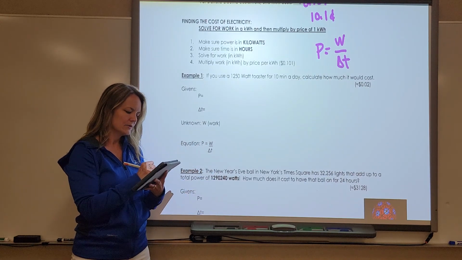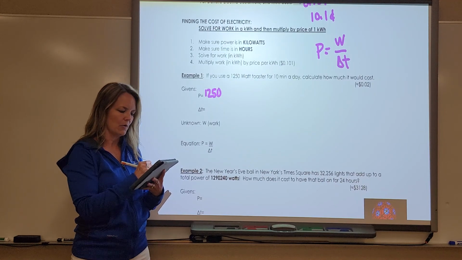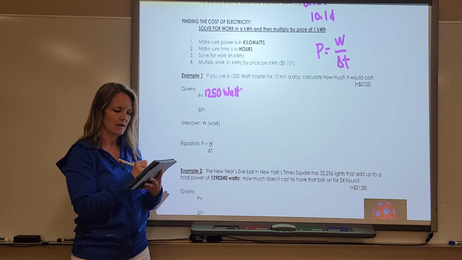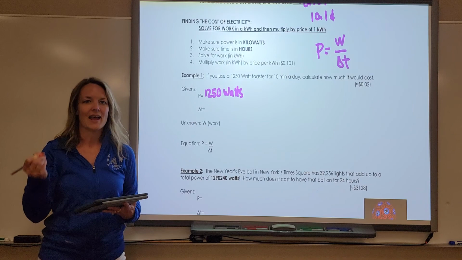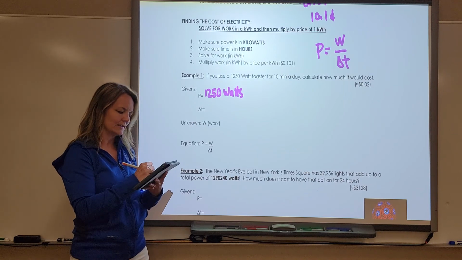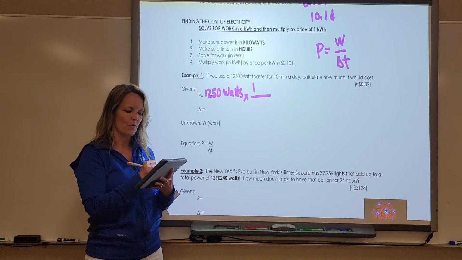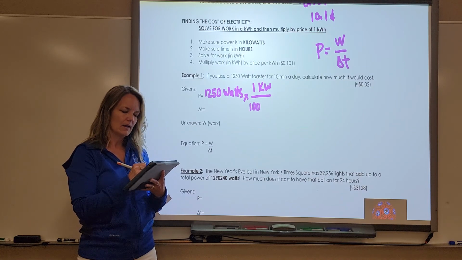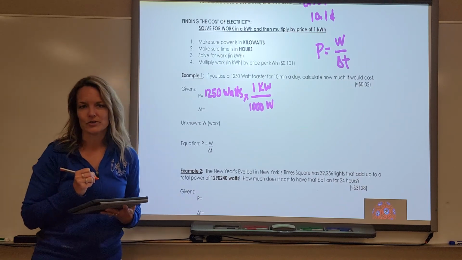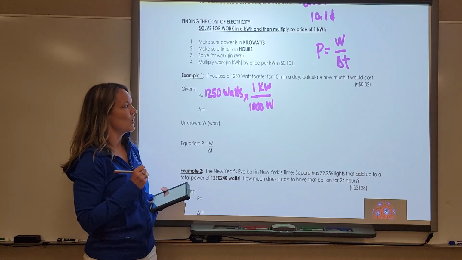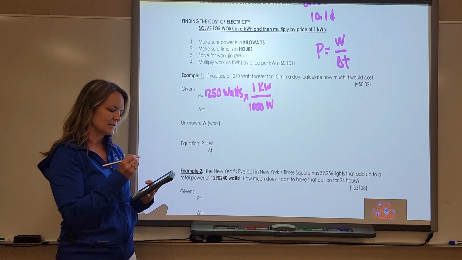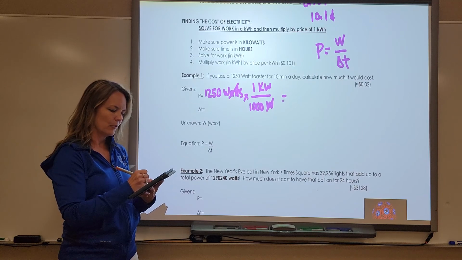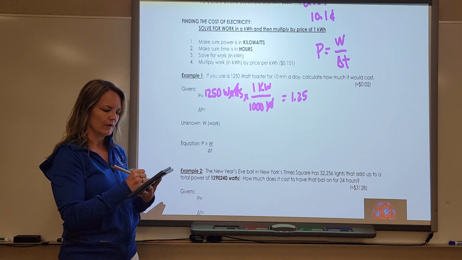Okay, power, 1,250 watts. I can't leave it in watts, I have to convert it into kilowatts. A quick reminder, if you don't know how many watts are in a kilowatt, it's 1,000, it is on your equation sheet. So to change from watts to kilowatts, you just divide by 1,000, which would be 1.25 kilowatts.